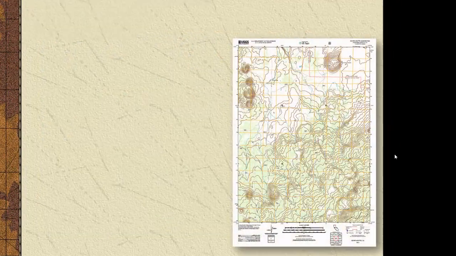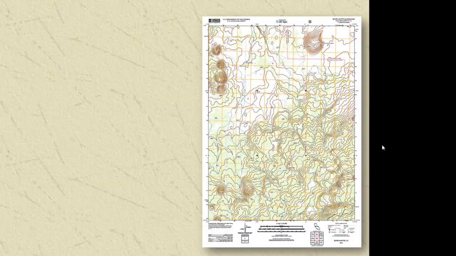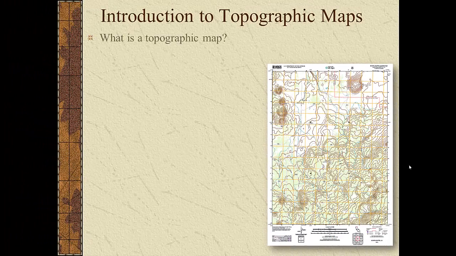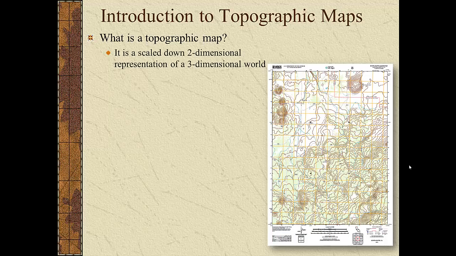But not just any map. You need a map that not only shows where you are, but also shows you the shape of the landscape. What you need is a topographic map. So what is a topographic map? A topographic map is a scaled down two-dimensional representation of our three-dimensional world. Essentially, a topographic map allows us to show three-dimensional surfaces on a flat piece of paper.